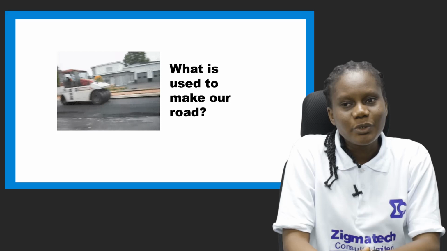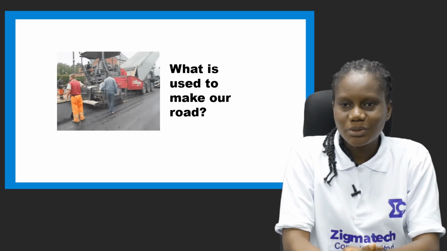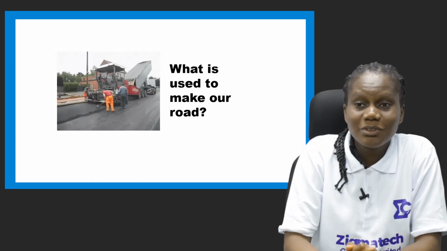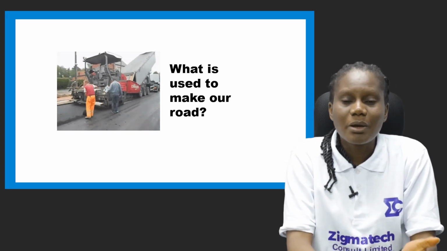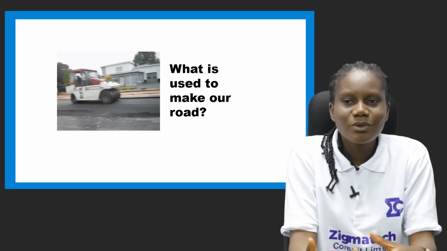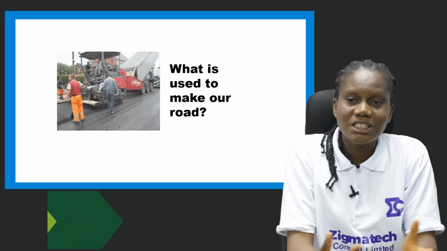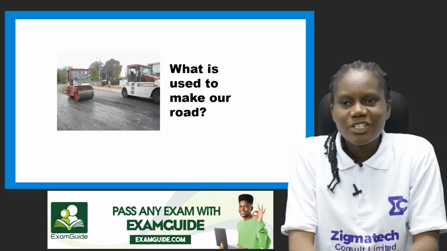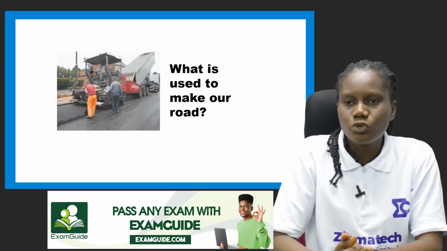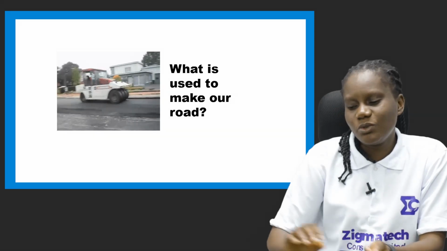And very quickly, before we look at what we're having today, before we consider the topic, I have a question: what is used to make a road? Most times, maybe you've passed by some routes and you see that there was a road construction and you can see one black stuff and you don't even understand. And maybe you ask your mother, "Mommy, what is this called?" And they gave you a name. So we want to look at what is used to make our road. What is the name of that particular black stuff we use in making our road?